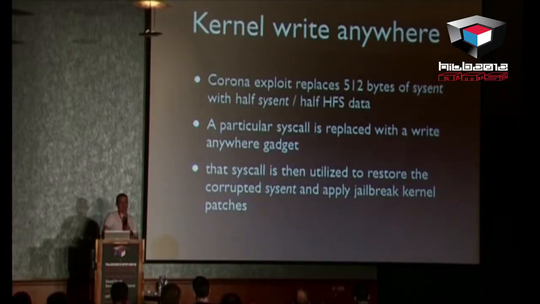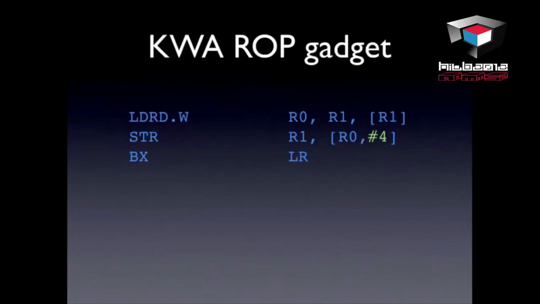We just replaced one syscall with a kernel write anywhere syscall that we then use in our ROP payloads to do the jailbreak. Here is the famous ROP gadget we used, QA for kernel write anywhere. It just takes the two parameters, which is where we want to write and what we want to write, then stores and returns.